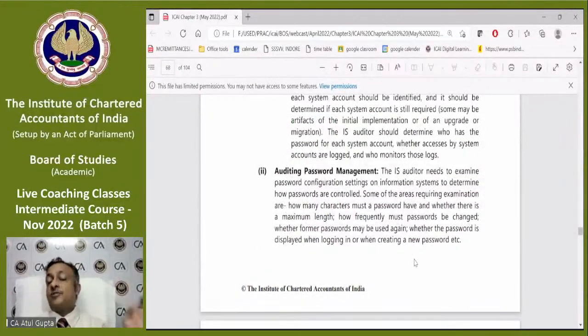Auditing password management. Again, very important. We have taken an example. We have talked about this. Password management, the way passwords are created, they need to be changed every 30 days. I told you that daily we use 25 passwords. So we have found an easy solution. We create a single password for 25 accounts. Please don't do it. If you create a single password for 25 accounts, you will lose all 25 accounts one day.